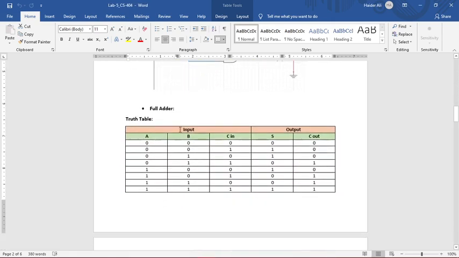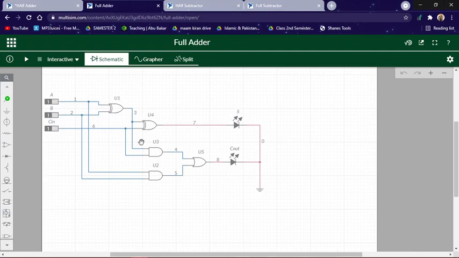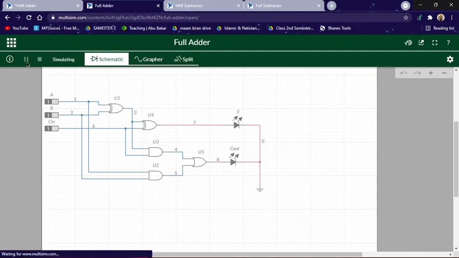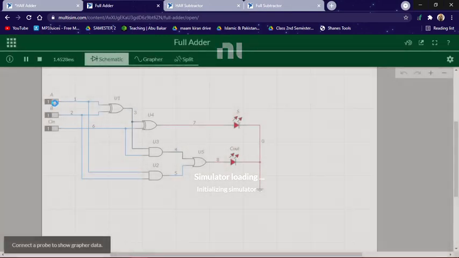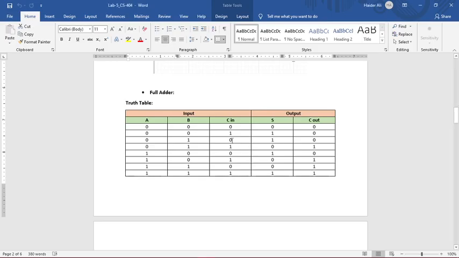Now we will see the working of a full adder. There are three inputs A, B and C in, and two outputs sum and carry out. First of all, we have three inputs, all inputs are 0. This is the circuit diagram of a full adder. When all three inputs are 0, both outputs are 0.